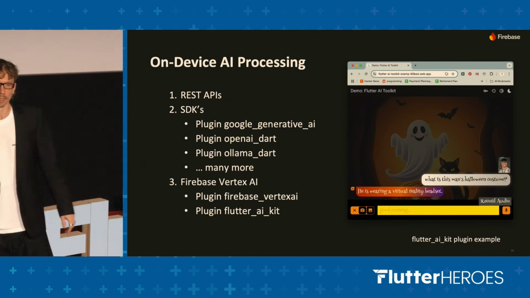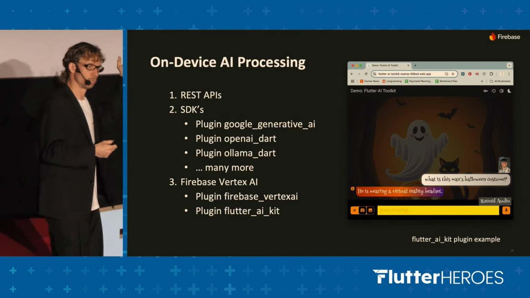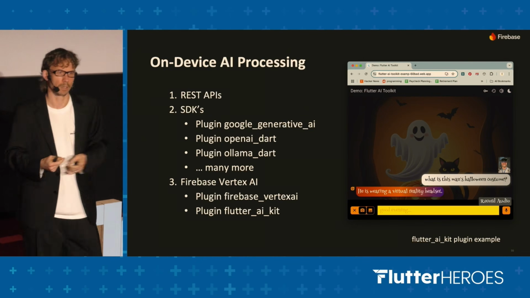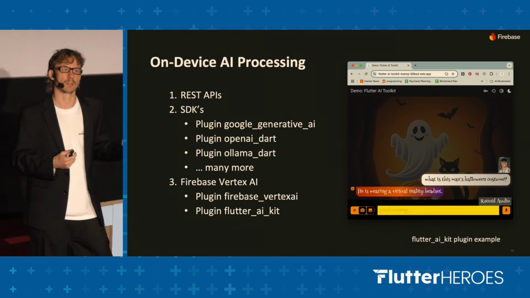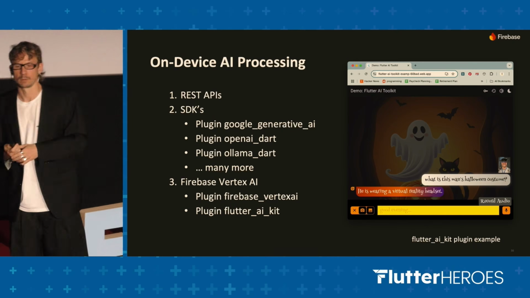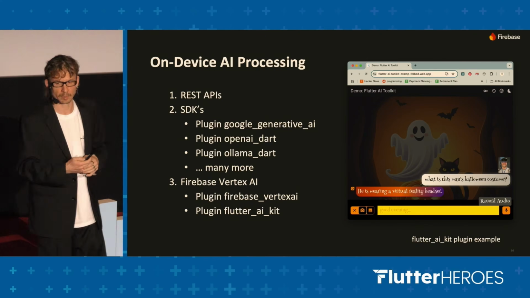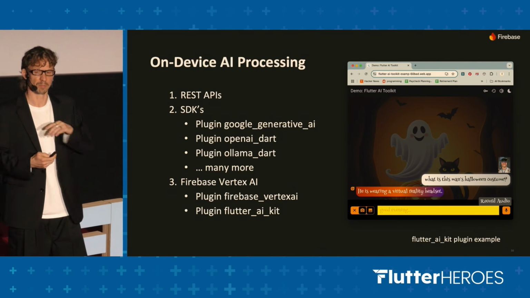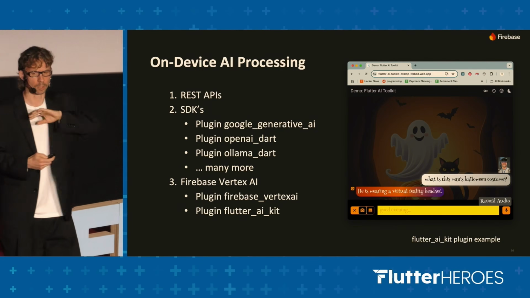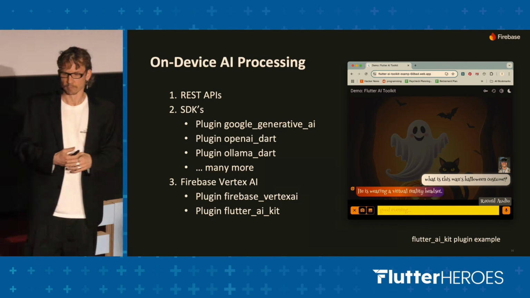Let's move on. The next type is on-device AI processing, when you just call models that are hosted somewhere else. You can call it using REST API because all currently existing AI systems have this REST API. Or you can use SDK. Flutter has plugins for this, for example, Google Generative AI to call Gemini, OpenAI Dart, and much more to call ChatGPT, Ollama Dart to call Ollama, and so on. There are tons of different plugins that you can just import to your application and use.